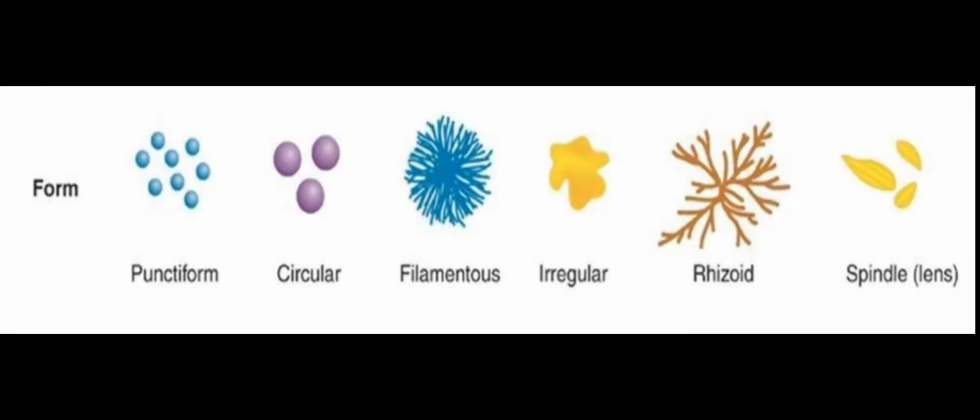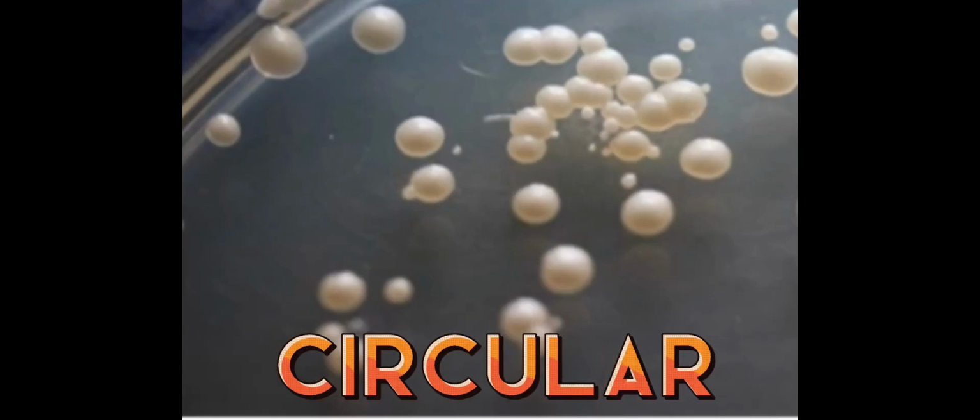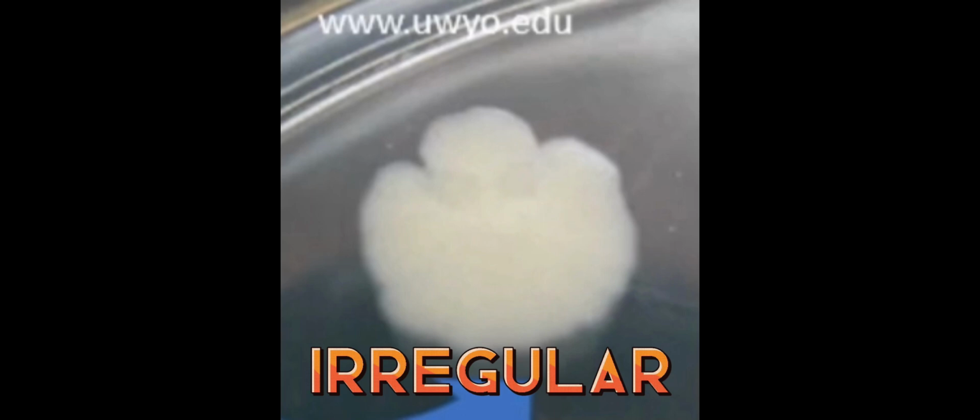Shape and form. There are so many shapes and forms of a bacterial colony in an agar plate. I'll give some examples of what they look like. First, we have circular, irregular, and rhizoid.